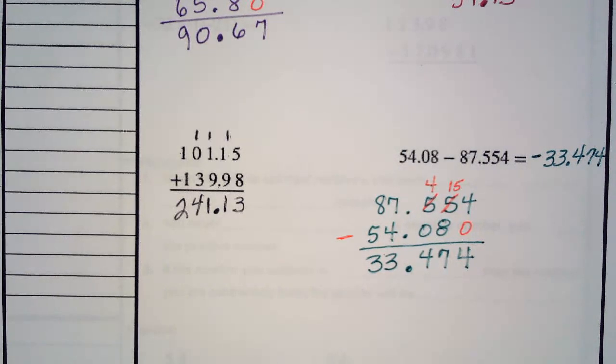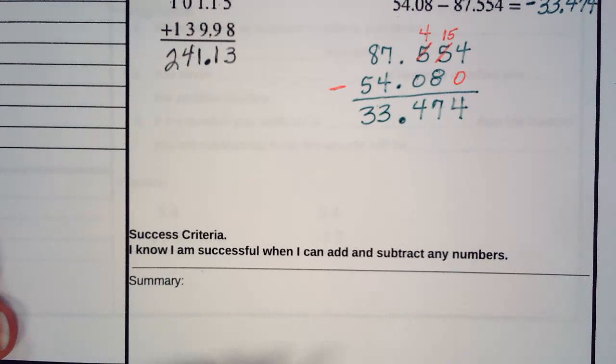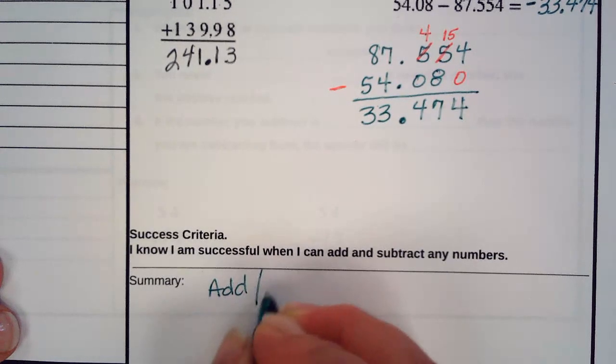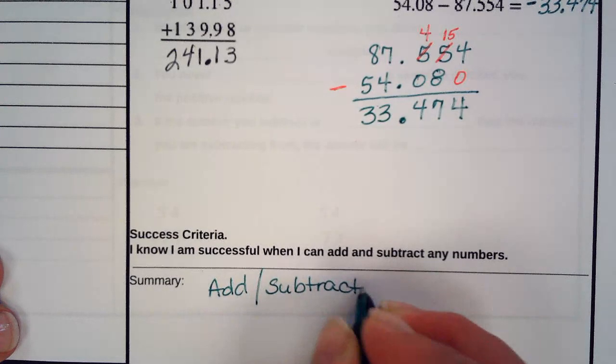How do you know when you're successful? You know you're successful when you can add or subtract any number. We're adding or subtracting numbers.